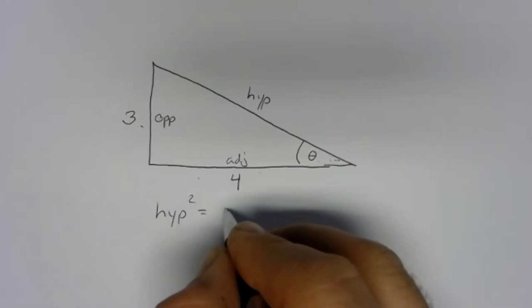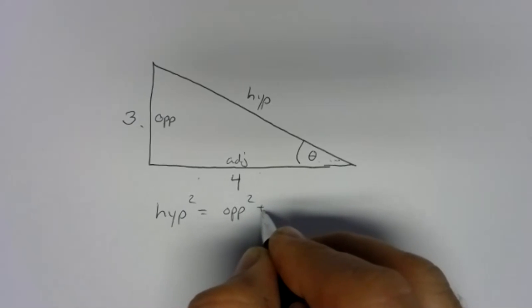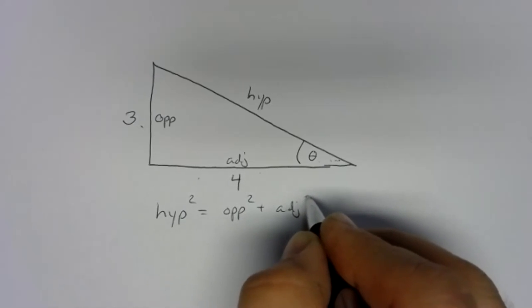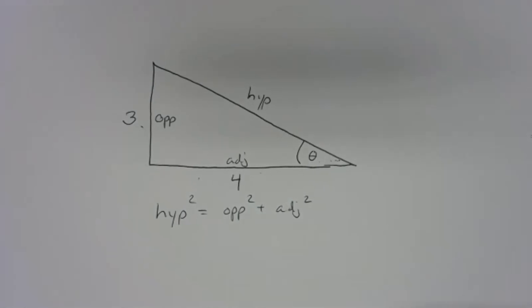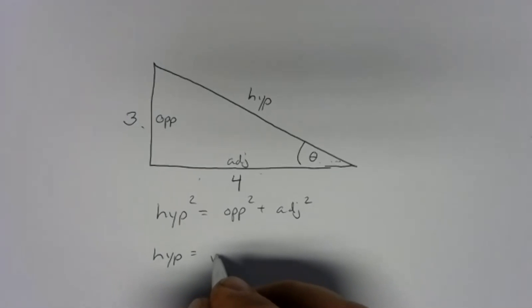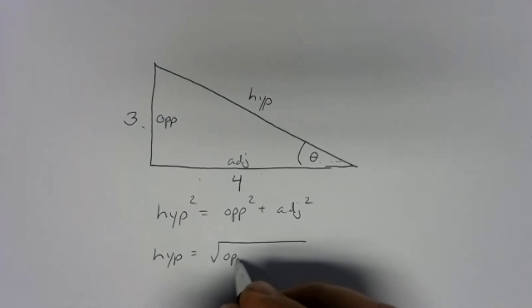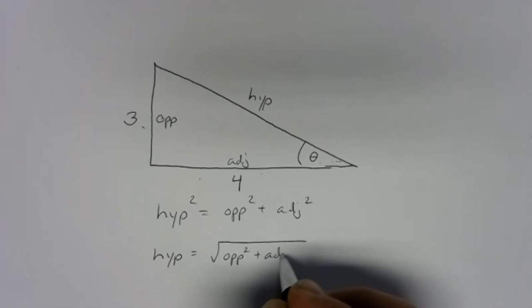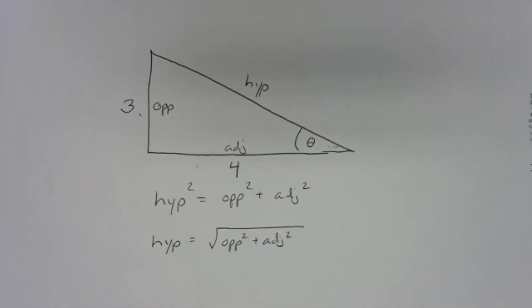Hypotenuse squared is the opposite squared plus the adjacent squared. Or if you look ahead a little bit and solve this, if you take the square root of both sides, we can say that the hypotenuse is the square root of the opposite squared plus the adjacent squared. And remember your order of operations here. When you're using this, you'd have to apply your powers first, then do everything underneath this root, get it down to a number. The last step is taking the square root.